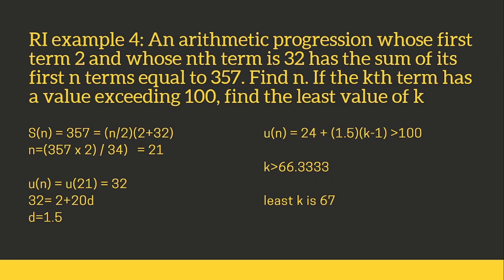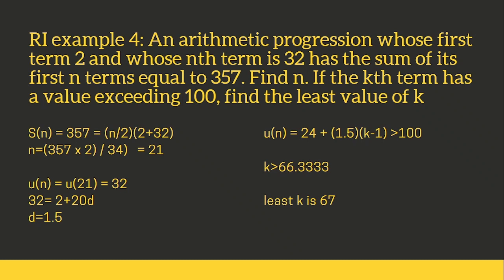Then next question, arithmetic progression, first term 2 and nth term is 32. It has the sum of its first n terms equal to 357. So find n, and in the case the kth term has a value exceeding 100, find the least value of k. Or in other words, find the first term which is greater than 100.